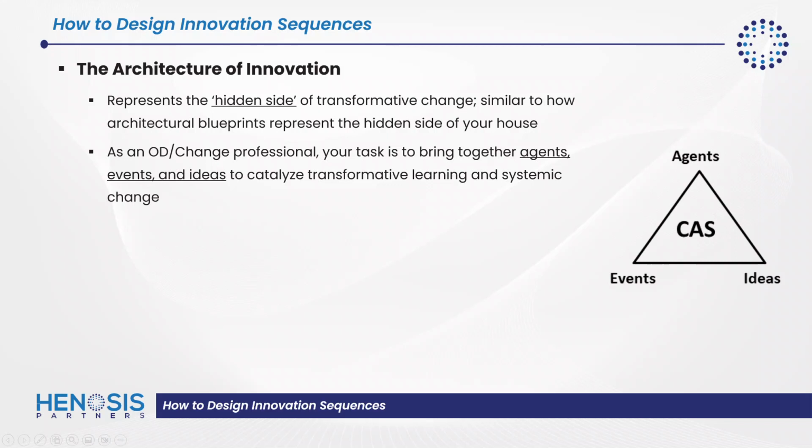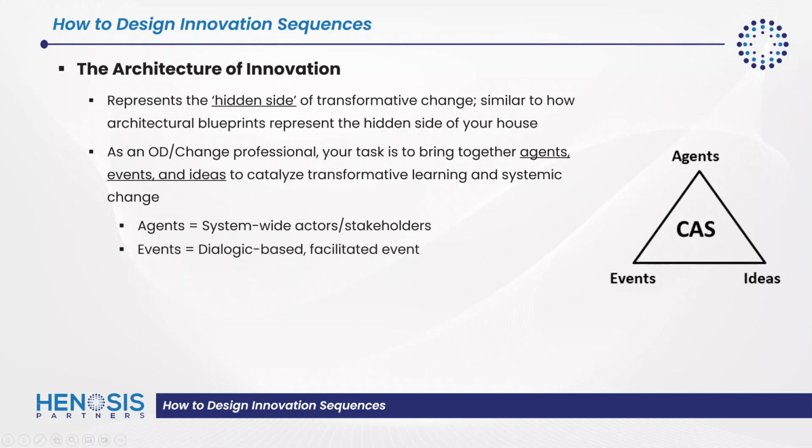Agents in this regard represents the system-wide actors or key stakeholders that have been brought together to help solve your conflict or to help vision the future or whatever your challenge is. Events represent the dialogic-based events that we design and facilitate to help resolve the challenge. And ideas come from the agents, which represent the current-day issues, including how best to solve them.